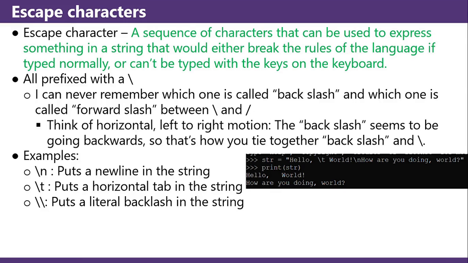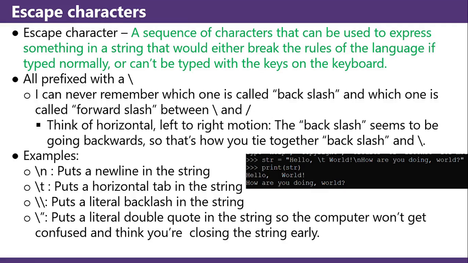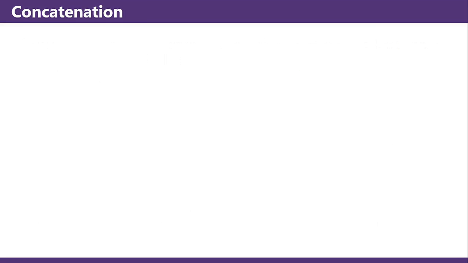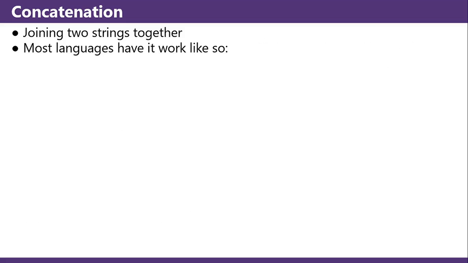Backslash backslash puts a literal backslash in the string. Backslash quote puts a literal double quote in the string so the computer won't get confused and think you're closing the string early. Concatenation is joining 2 strings together.